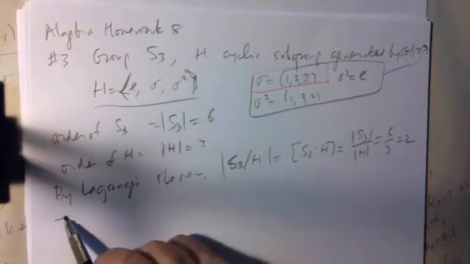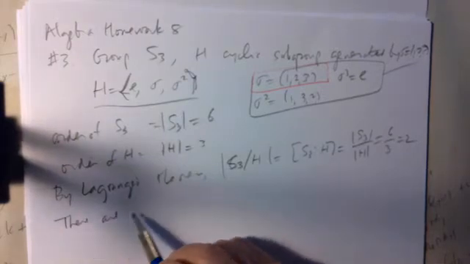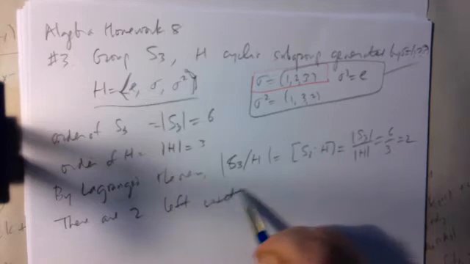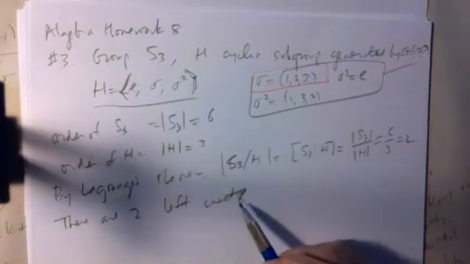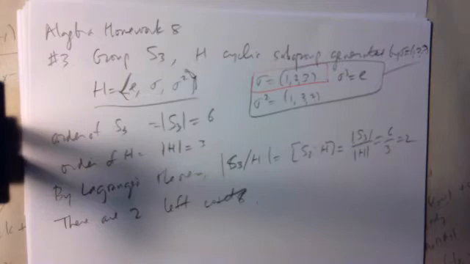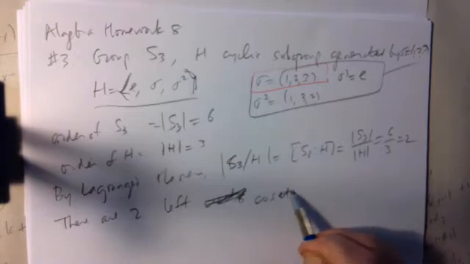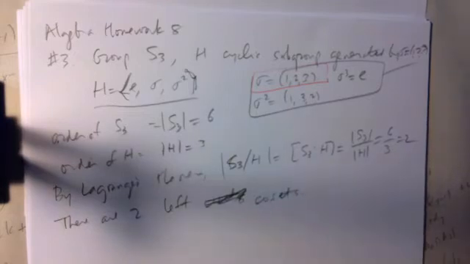Okay, so there are 2 left cosets. Any questions about this so far?